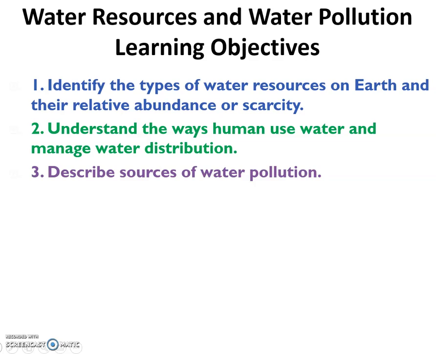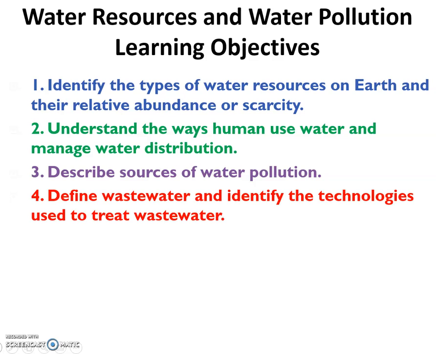The third objective is to be able to describe sources of water pollution. Some of these sources of water pollution you're probably pretty familiar with, things like oil pollution, but we'll also look at some other things that you may not know much about. For example, what happens with mercury pollution and what that does to humans and to other organisms.